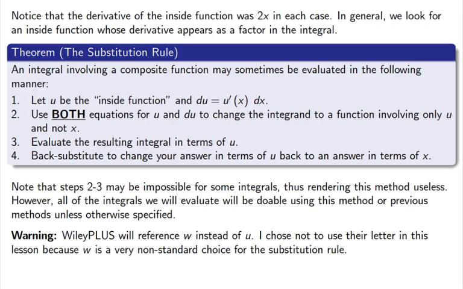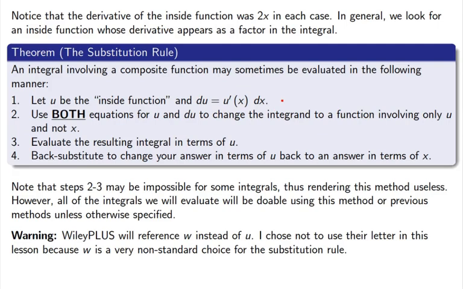So now let's talk about this substitution rule. In everything that we did, the derivative of the inside was 2x every single time. So in order to do this reversing of the chain rule, what we need to do is look for something to call the inside function. And we need to see if we can find its derivative, and we're going to call these things u for the inside function and du for the derivative of the inside.